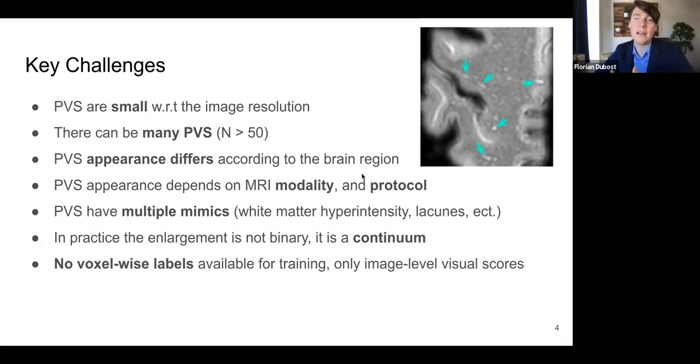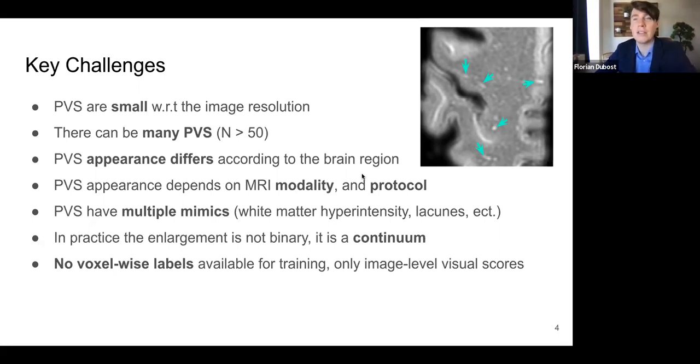They also differ depending on the MRI modality and protocol. There can be multiple other objects on the MRI that look similar, for example white matter hyperintensities and lacunes, and that can mislead the automatic detection of enlarged perivascular spaces. Also, sometimes this is true for the manual identification.